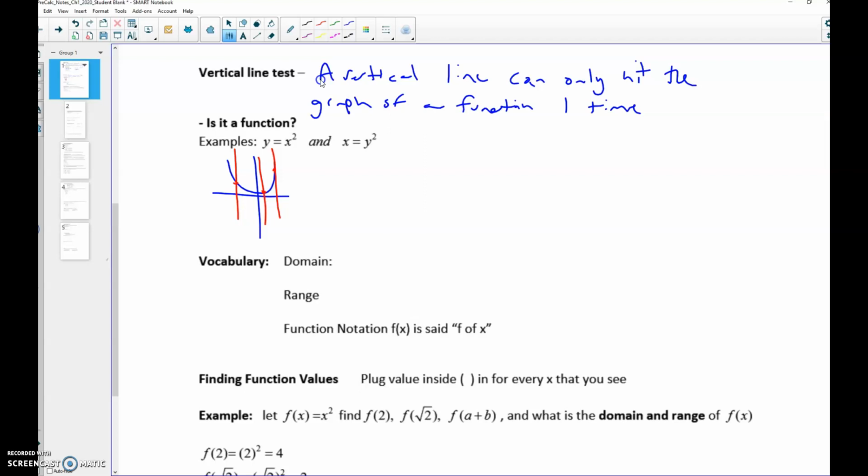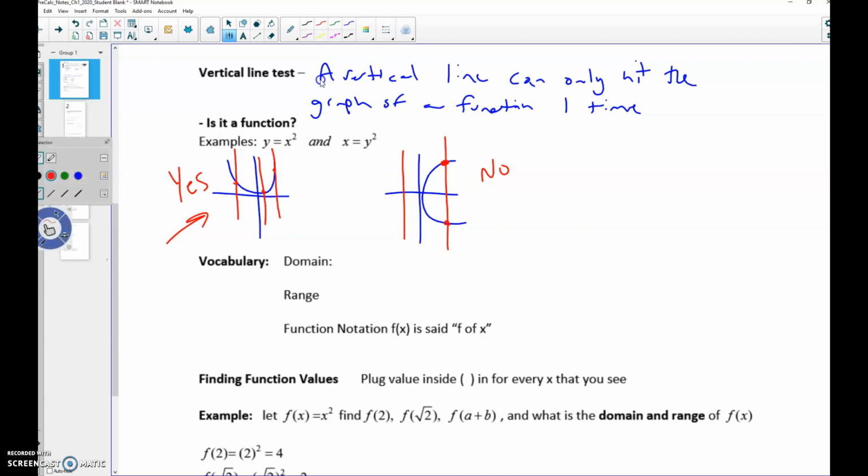The next one, x equals y squared. If I graph that, it's a sideways parabola, looks like that. If I stick a vertical line here, it doesn't even hit the graph, but more importantly, if I stick it right there, it hits 2 times, one time there and one time there. So is it a function? The first one is a yes, because it passes the vertical line test. The second example is a no, because it fails the vertical line test. That's always the easiest way to tell if it's a function.